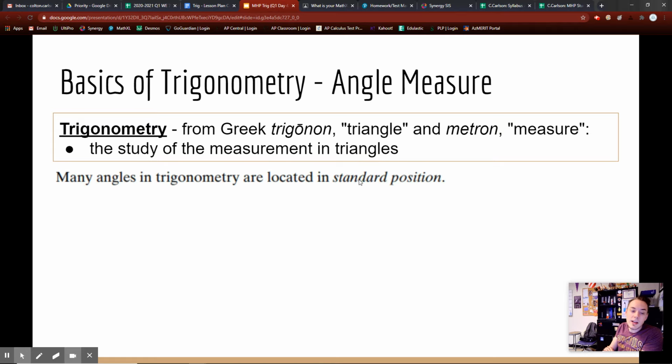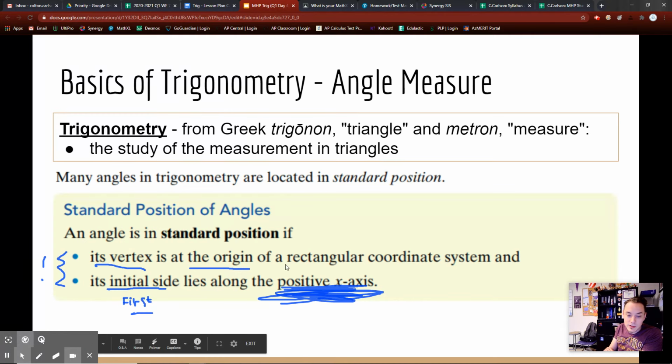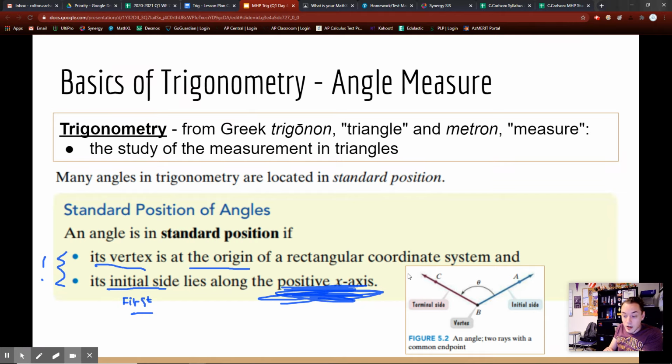That's what it means. So many angles in trigonometry are located in what we call standard position. What is standard position? An angle is in standard position if it follows these two criteria. Its vertex is at the origin in the rectangular coordinate system, and its initial side, what we call the first side, lies along the positive x-axis. Now, I'm underlining this vehemently because this is so important. Every single time I emphasize it, students get it right, and every single time I don't emphasize it, students get it wrong. So I emphasize it for good measure.